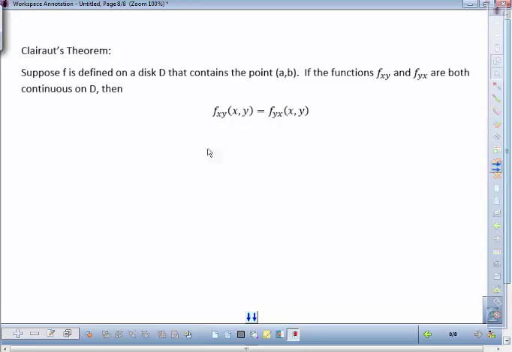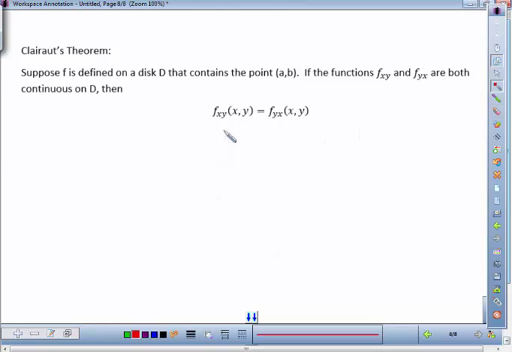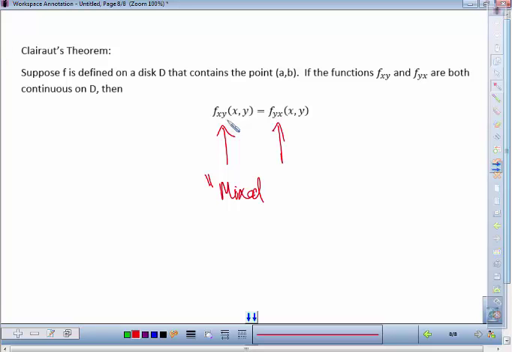By the way, these are second order partial derivatives, second order partials. These are the ones that have an x and a y in them. The combination of the two variables are called mixed partials.